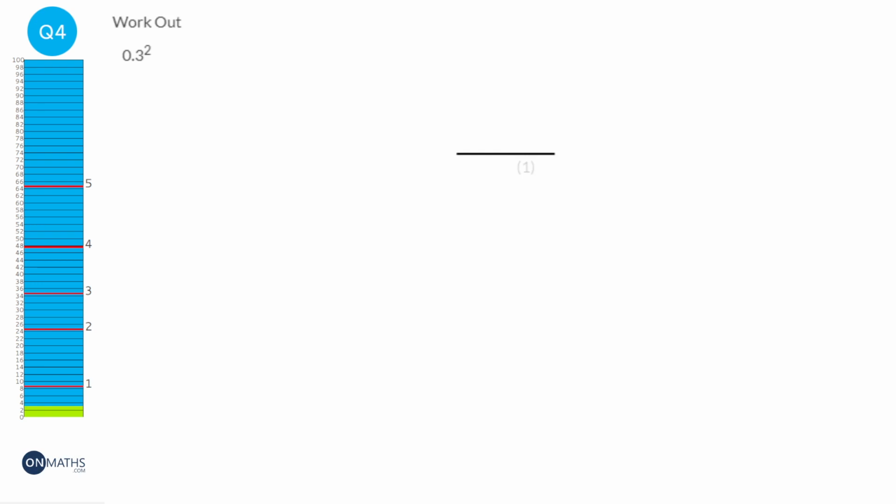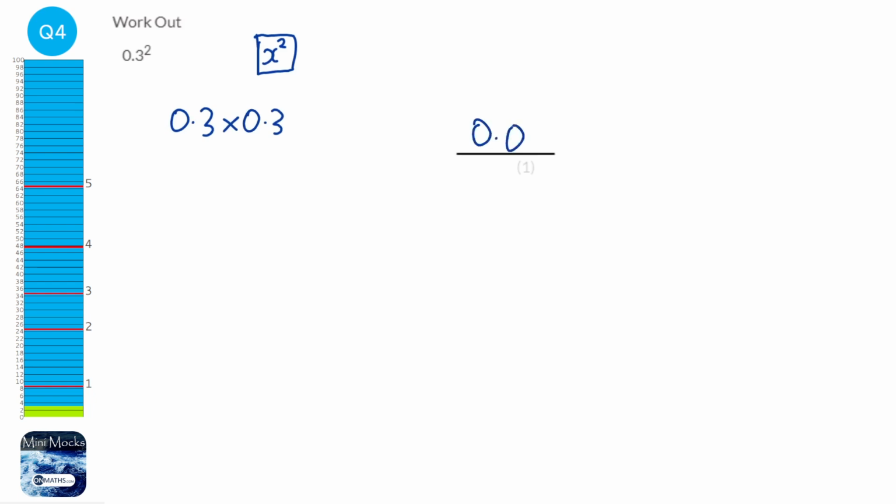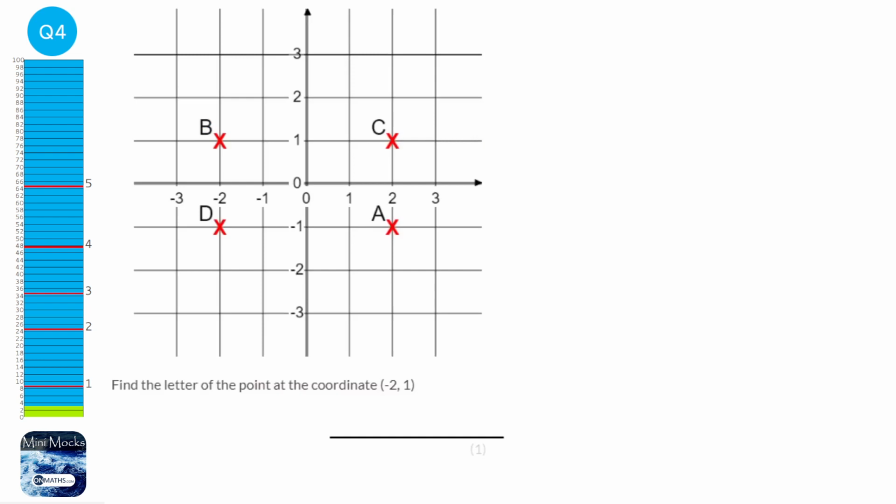And to work this out, we just need to type in 0.3 on the calculator and then press a button that on most calculators looks like this, and it will just square it for us. If you can't find that button, all you need to do is do 0.3 times 0.3, and that will give you the same answer of 0.09.